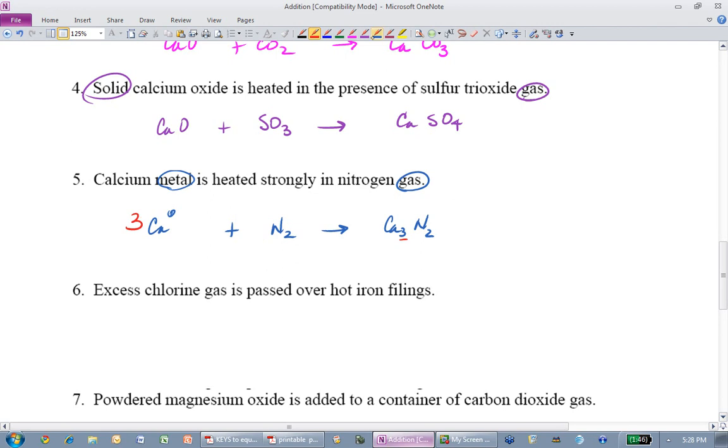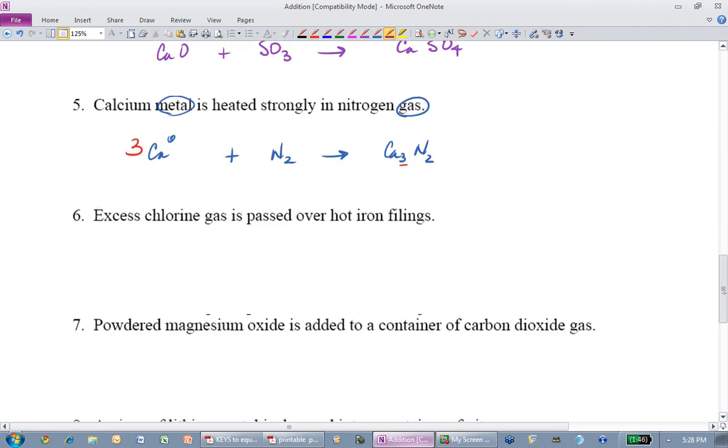Next, excess chlorine gas, that's Cl2, is passed over hot iron filings, not fillings like what's in your teeth if you have any cavities filled, but filings, which just is another way to say a solid.